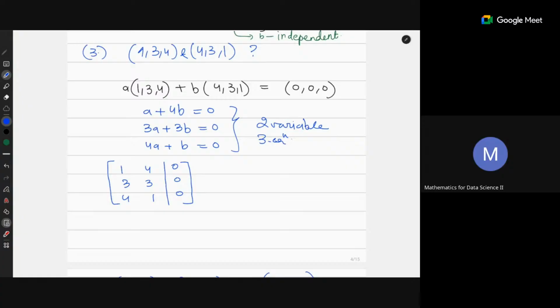Right. Now we just need to solve the system and find out the values of a and b. If there are infinitely many solutions, then it is dependent. And if there is only a unique solution, that means a and b both have to be 0, then they are not dependent. So I'll just leave it to you, this is an exercise for you to complete. Okay, the same thing we will do here.